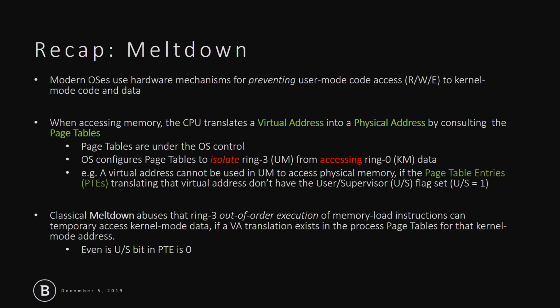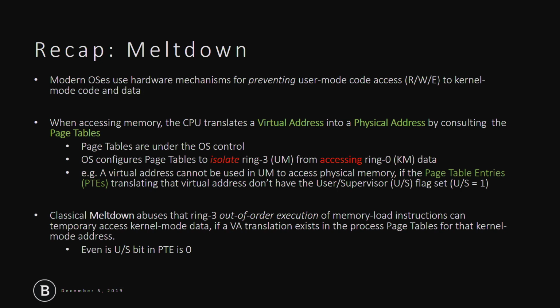A bit about Meltdown. Modern operating systems use hardware mechanisms for preventing user mode code access to kernel mode code and data. When accessing memory, the CPU translates a virtual address into a physical address by consulting the page tables, which are under the operating system's control. They cannot be modified by user mode code. The operating system configures page tables to isolate user mode code from accessing kernel mode data. For example, a virtual address cannot be used in user mode to access physical memory if the page table entries translating that virtual address don't have a special flag, the user/supervisor flag, set.